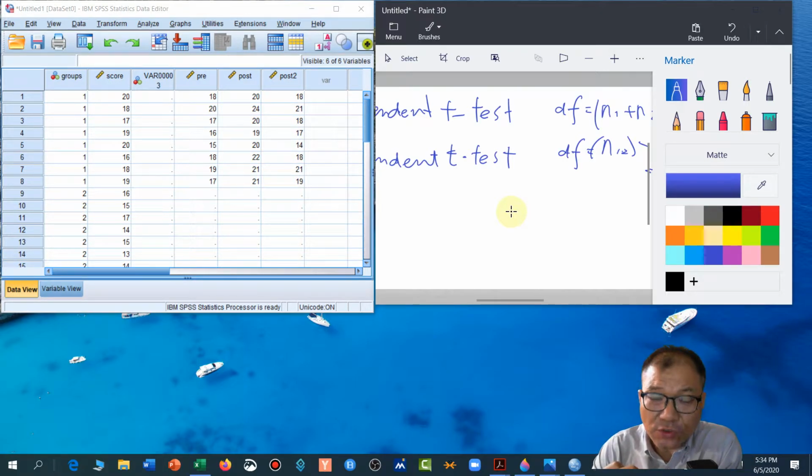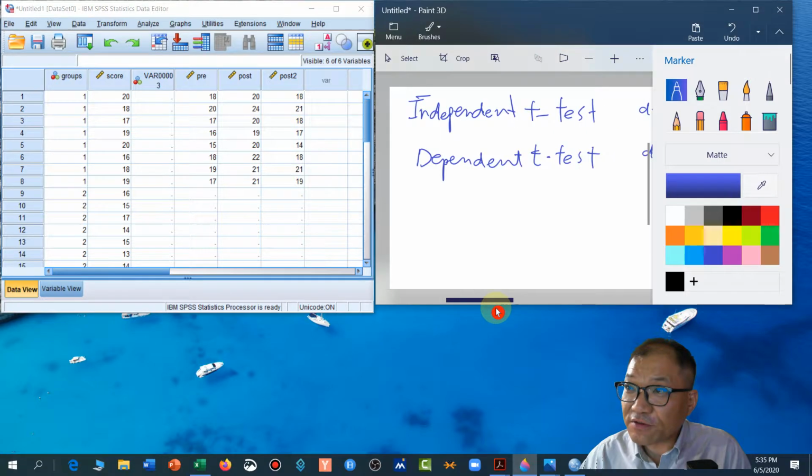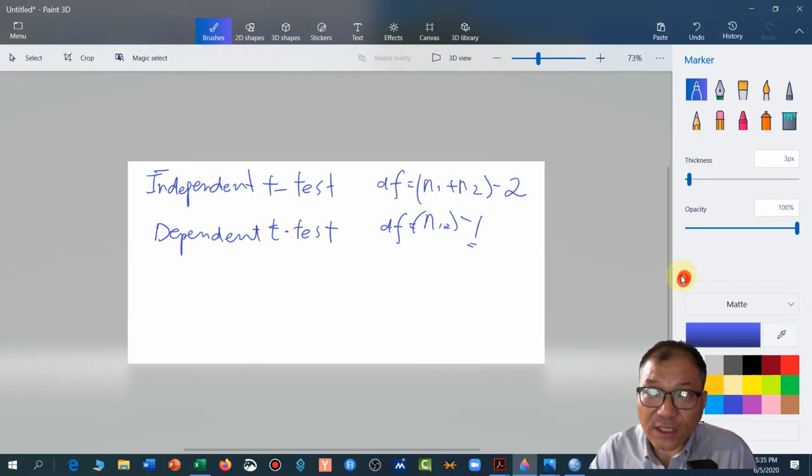We will continue to work on t-test. Before I move on to SPSS, I need to correct degrees of freedom for dependent t-test right here. If you have two groups and you want to compare their mean difference, that will be an independent t-test, and degrees of freedom will be n1 plus n2 minus 2. However, I made a mistake.